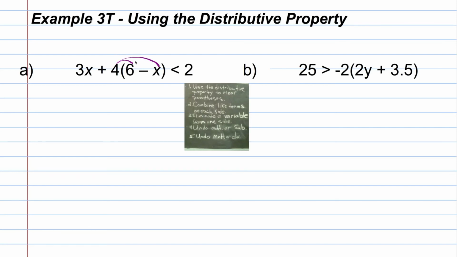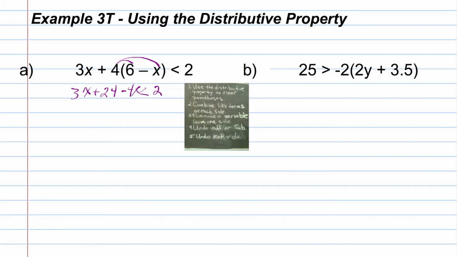Remember, when you distribute, you multiply. So here we'd have 4 times 6 to give 24. 4 times minus x gives us a minus 4x. I bring down my less than symbol. And also on the right-hand side, I have to bring down the 3x, and behind that goes a plus sign.